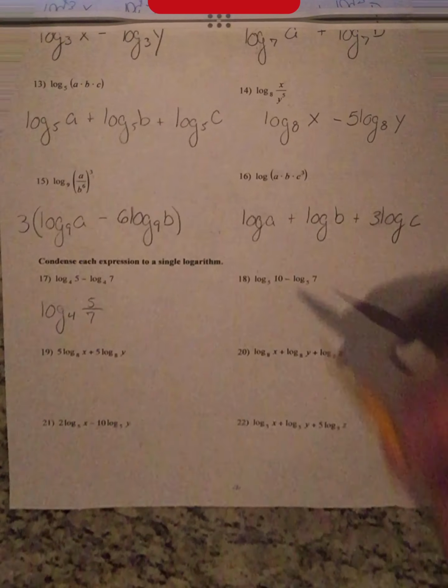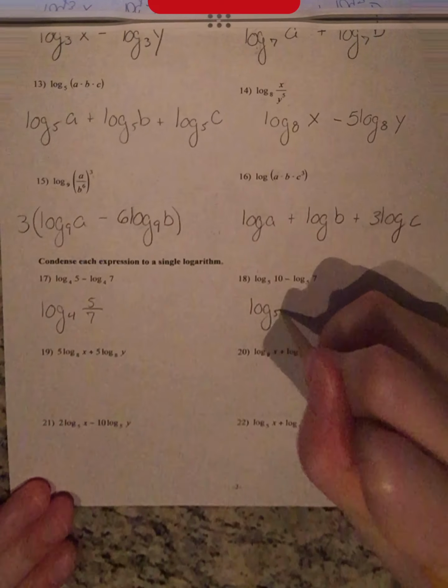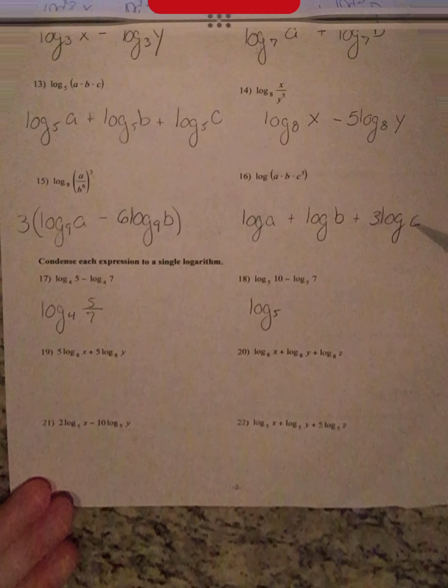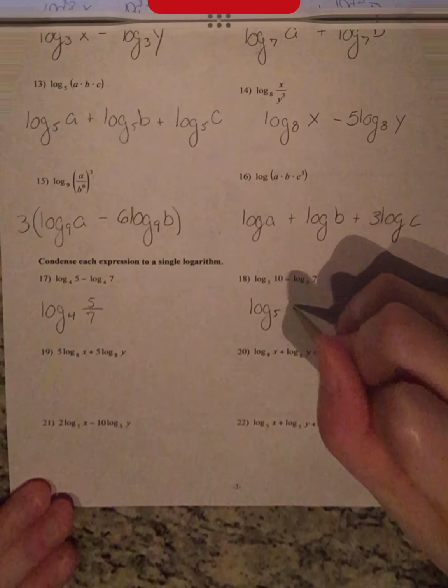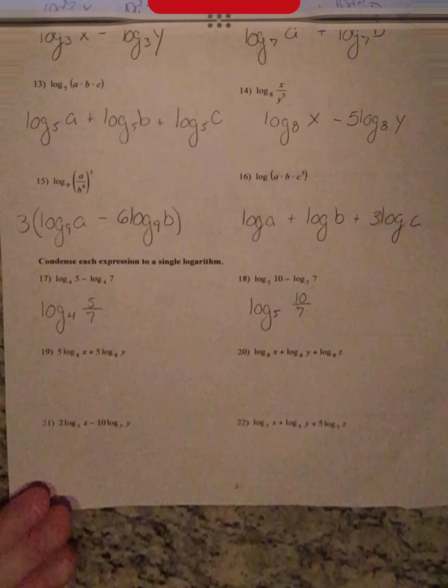All right. In this problem, we're only going to write log once. So log base 5. And, oh, wow. Okay, apparently I gave you 2 of the similar problems. So it's just minus here, so it's division, and it's going to be 10 on the top and 7 on the bottom. I'm going to have to change that.